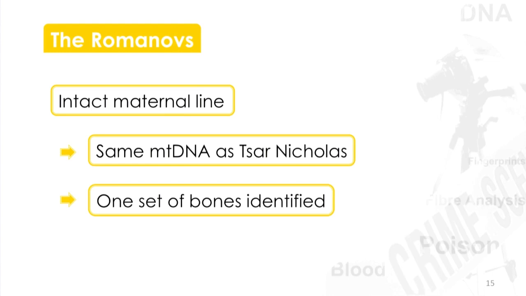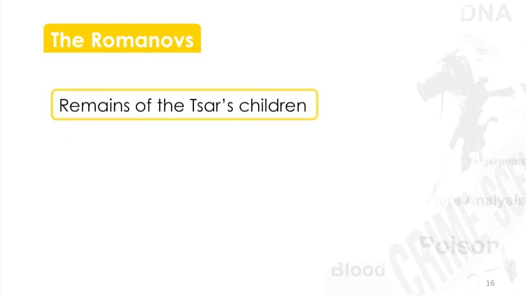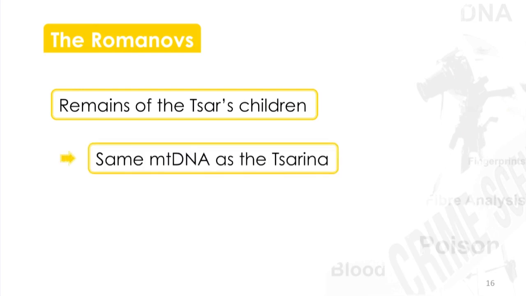Technically, you could argue they could be the remains of the Tsar's brother, but what happened to the Tsar's brother was known, so he can be eliminated from the investigation. Now, what about the other remains? The 4 daughters of the Tsar and his one son, Alexei. Well, they won't have the same mitochondrial DNA as the Tsar. They will have the same mitochondrial DNA as their mother, the Tsarina Alexandra.